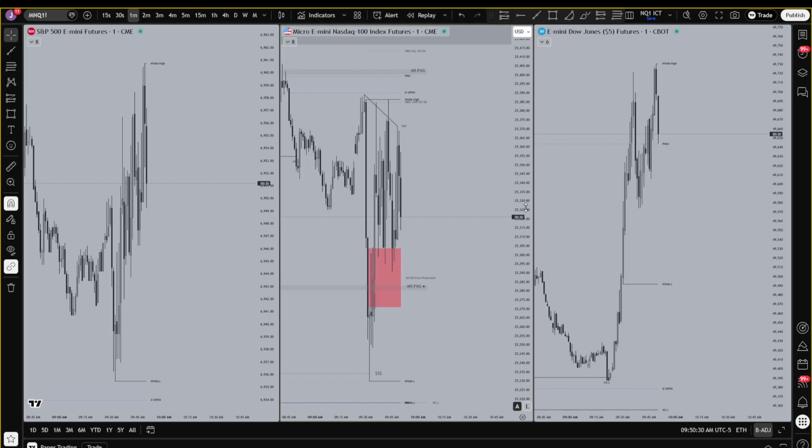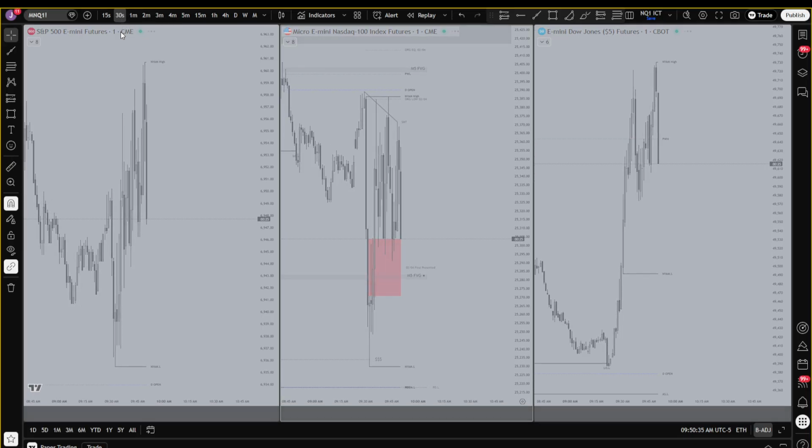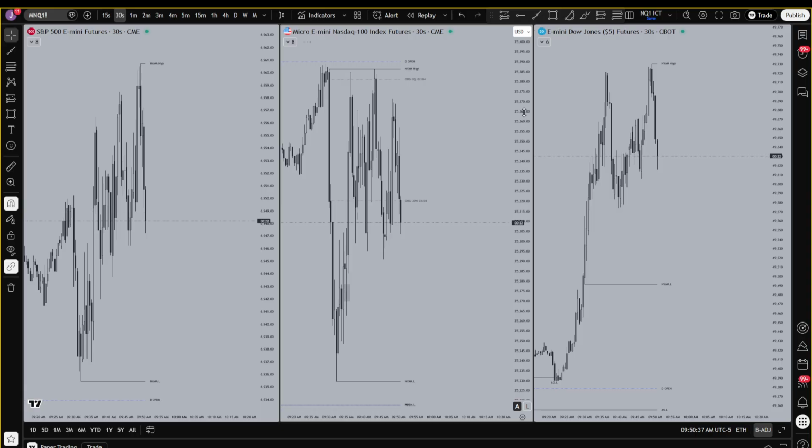SMT put in at the top. Let's see if this one finally delivers us. I'm in on the 30-second. It's 25,363.75. Hit it and reacted like 4 different times. Would not go through. Hopefully this plays out.